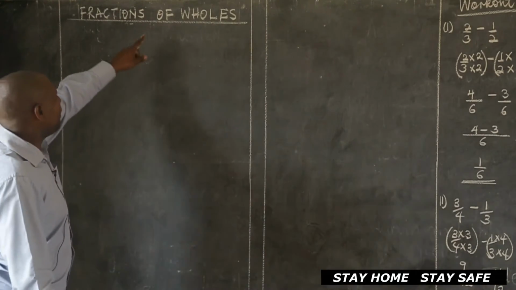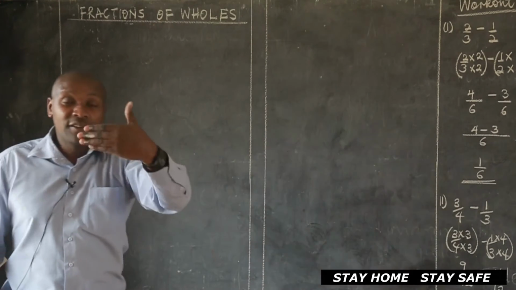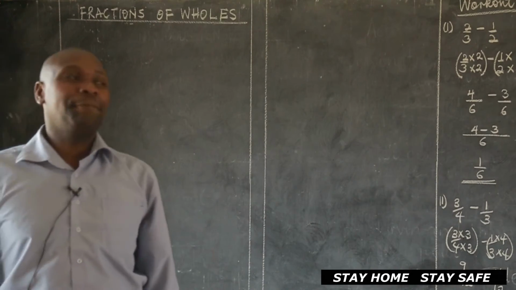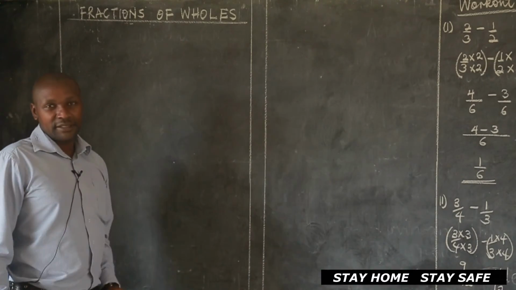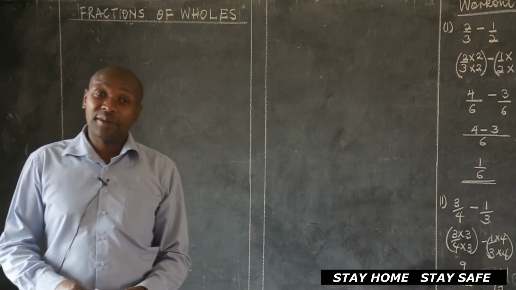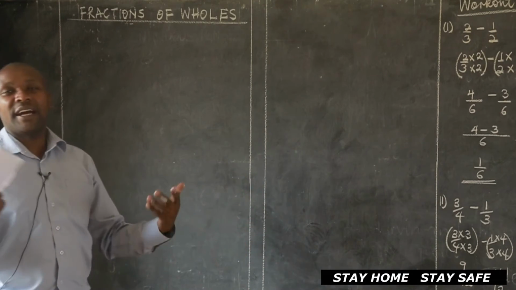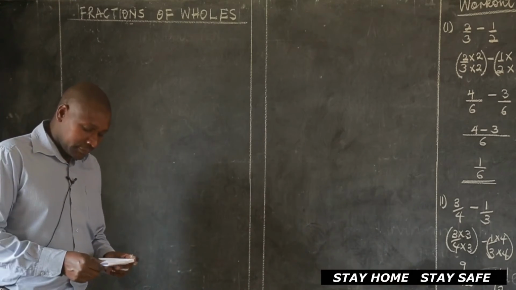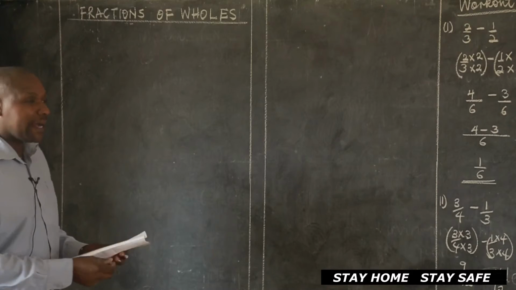And what does the word of mean? We shall see as we move. The word of means multiplication, okay? Then wholes, we can talk about whole numbers. The whole number can be any number you can tell. 5, 6, 10, 12, 14, 20, 100. Those are whole numbers, okay? So let's see how this one works.